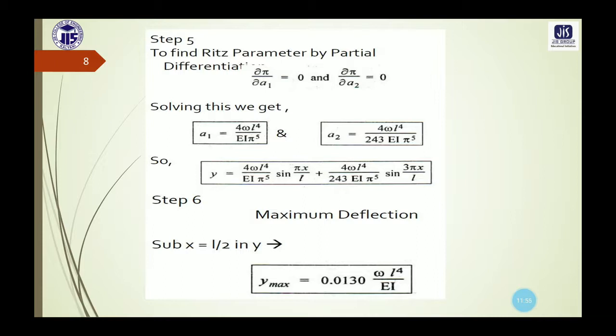Now if we put this value of a1 and a2 in the approximation function, then the representation will be like this. That means 4 omega L to the power 4 by EI pi to the power 5 sine pi x by L plus the value of a2, that means 4 omega L to the power 4 by 243 EI pi to the power 5 into sine 3 pi x by L.